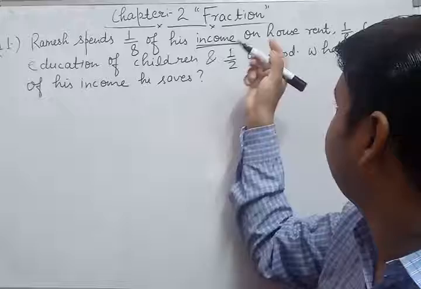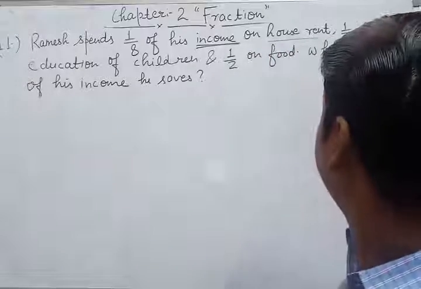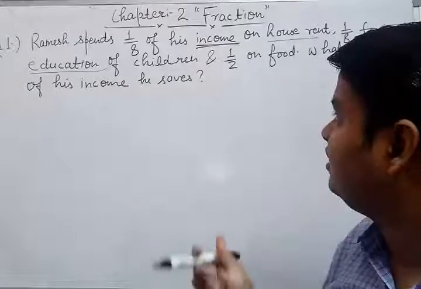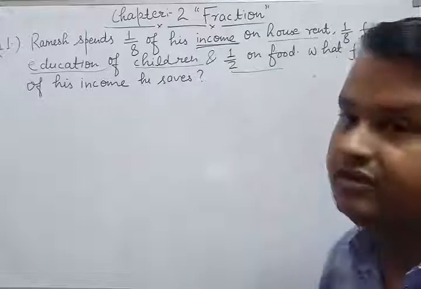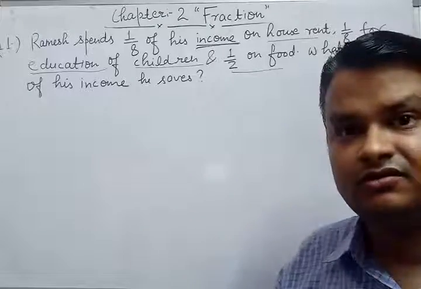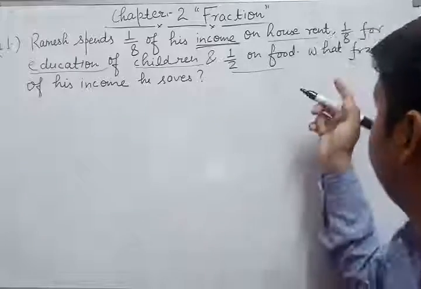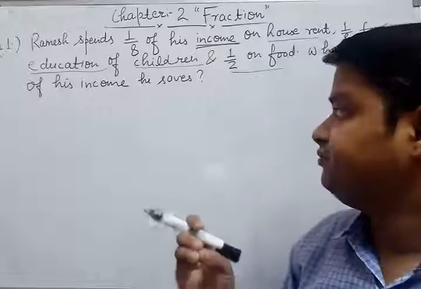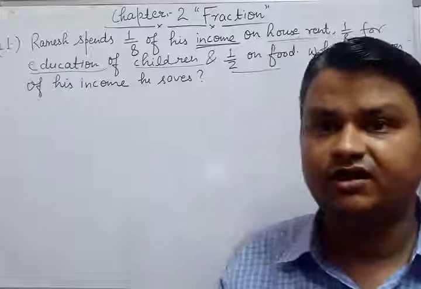Then after this he spends on house rent, हाउस के किराए पे, 1/8 for education, मतलब शिक्षा पे खर्च करता है for his children, and 1/2 on food. It means 1/2 किस पे खर्च करता है? खाद्य सामग्री पे, यानी फूड पे. So you have to find what fraction of his income he saves. कितना जो उसका सेविंग है उसका फ्रैक्शन क्या होगा, ये आपको निकालना है.